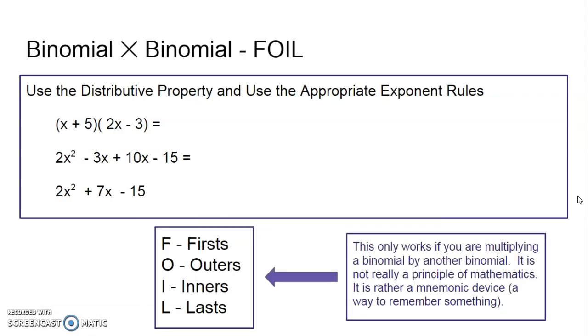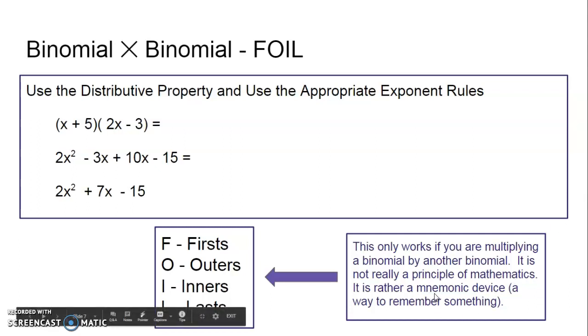All right, I just wanted to remind you of this. I think we talked about this before. Whenever you have a binomial times a binomial, there is something called a mnemonic device. So down here, you can see a mnemonic device is just a way to remember something. And that is referred to as FOIL. F stands for first, O stands for outers, I is inners, and L is last.